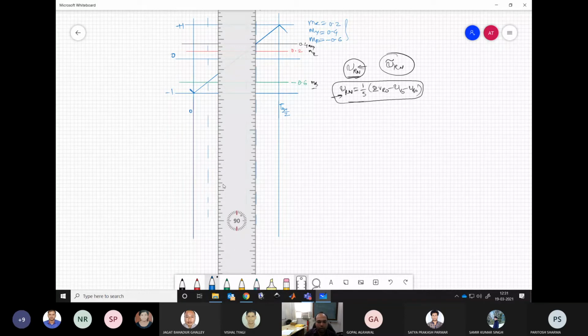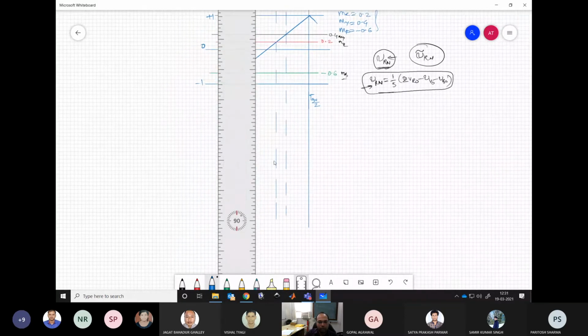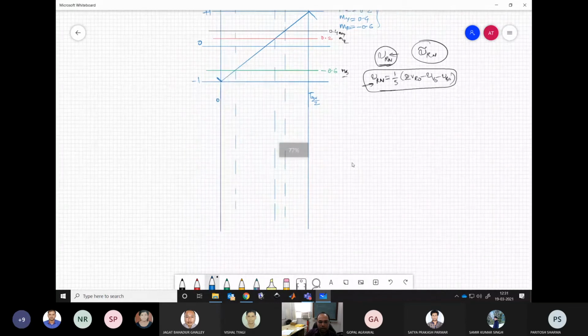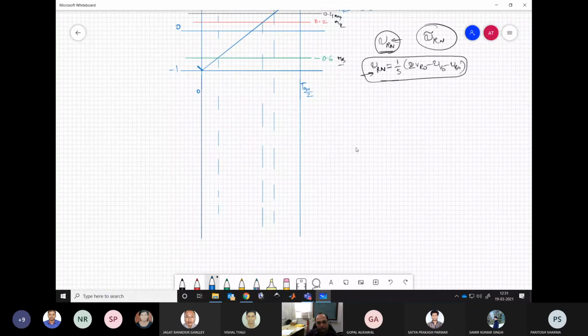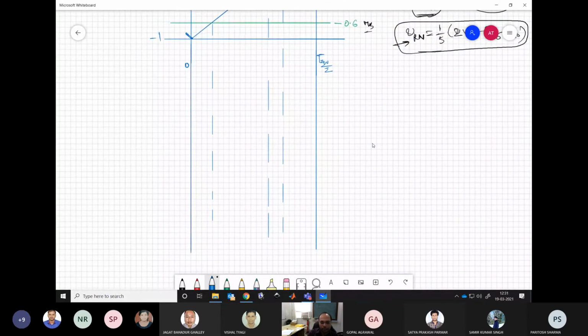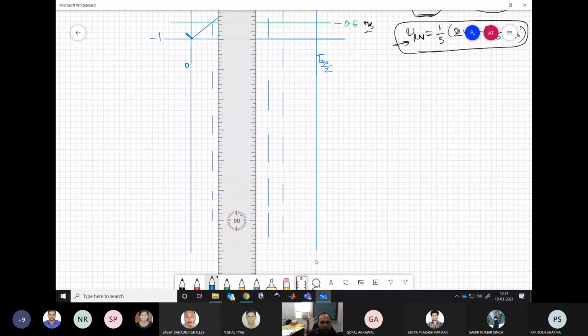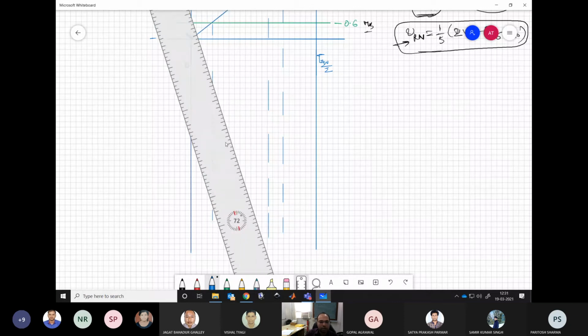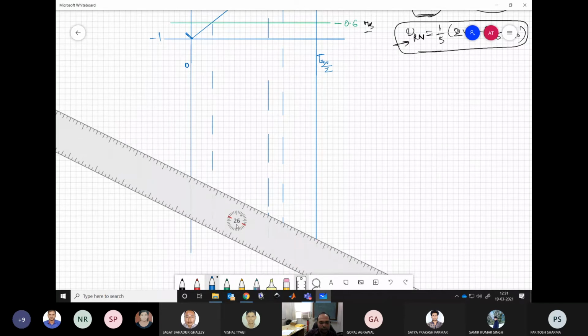Now we can quickly draw the pole voltages for these modulating signals. So let us say, yes. Now these are the intervals. Now let me quickly draw the horizontal axis also.